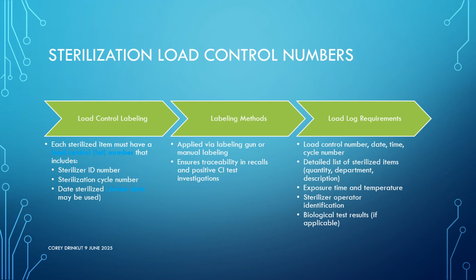The proper load control labeling is crucial for tracking the sterilized items that we put into the system. Each item must have a load number that includes the sterilizer's ID. The ID is what sterilizer number, the cycle number, and the sterilization date.